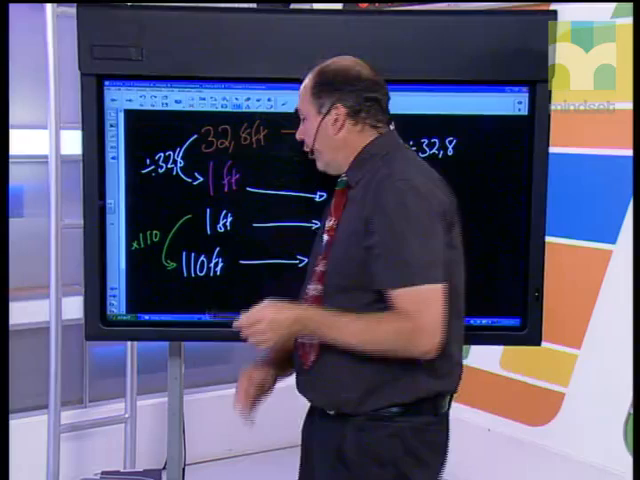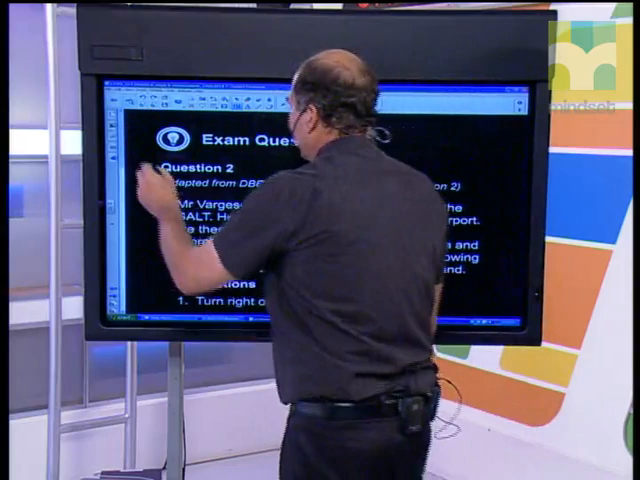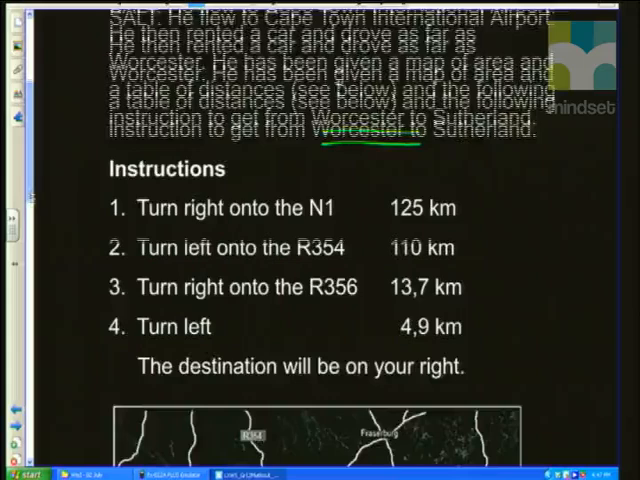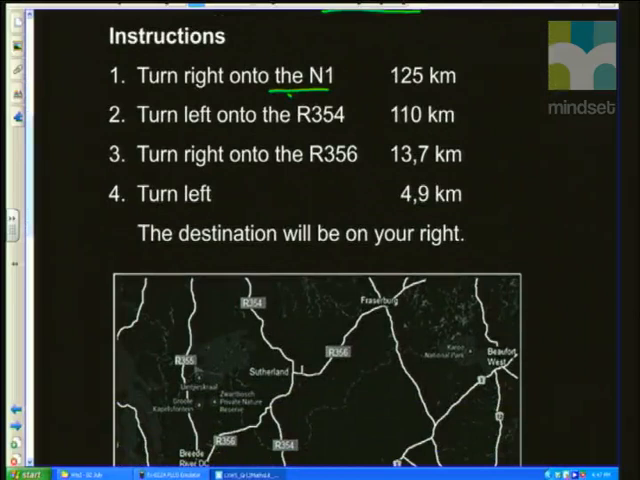And let's see if we've got time for this next part of the question, which we're going to try and get through. We've got an international astronomer, Mr. Varkies, and he comes to Cape Town and he's flown in and he gets to a town called Worcester, and he wants to get to Sutherland and he's told to do the following things. He's told to turn right to the N1 and travel 125 kilometers. Turn left to the R354 and travel 110 kilometers. Turn right to the R356, travel 13.7 kilometers, and then turn left and go for 4.9 kilometers, and your destination will be on your right.